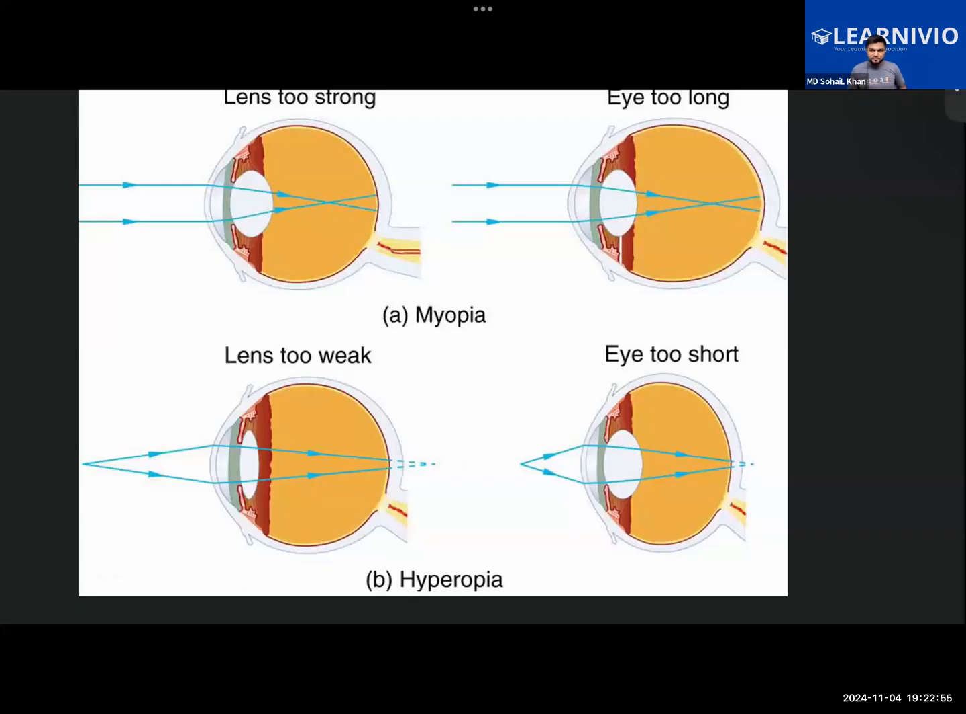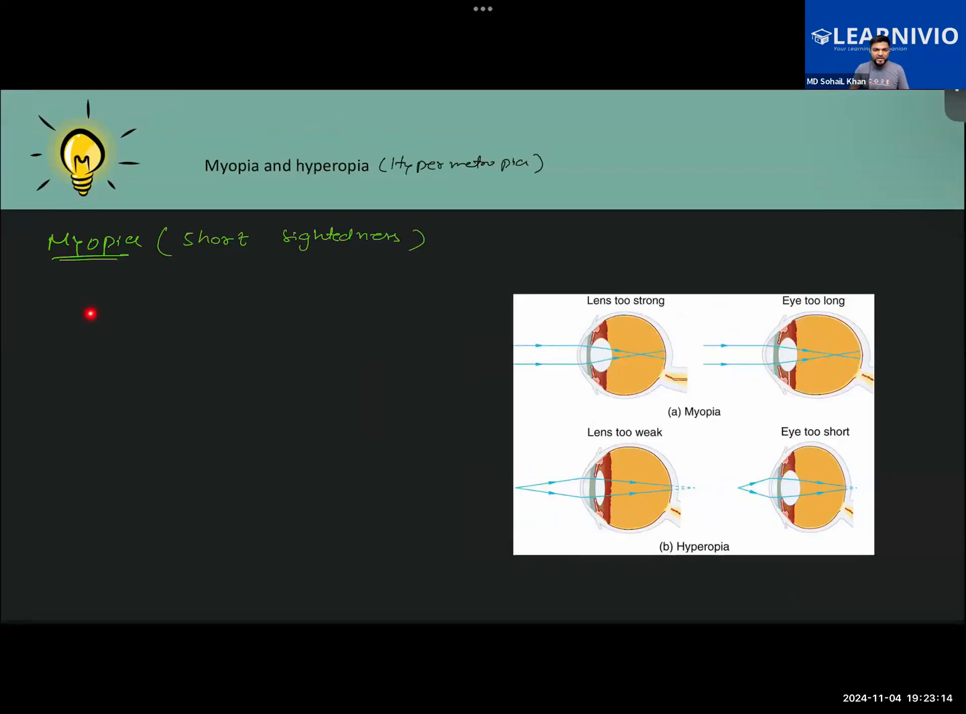Yes, Corey, Chukrika, Khadija. So the eye itself is too long. Basically, you should be looking at the eyeball. The whole eyeball is longer in the second image, right? So myopia will be caused either due to high converging power of the eye lens or due to the eyeball being too long. A person suffering from this condition will have the image of the object formed before the retina. That is the reason behind this.